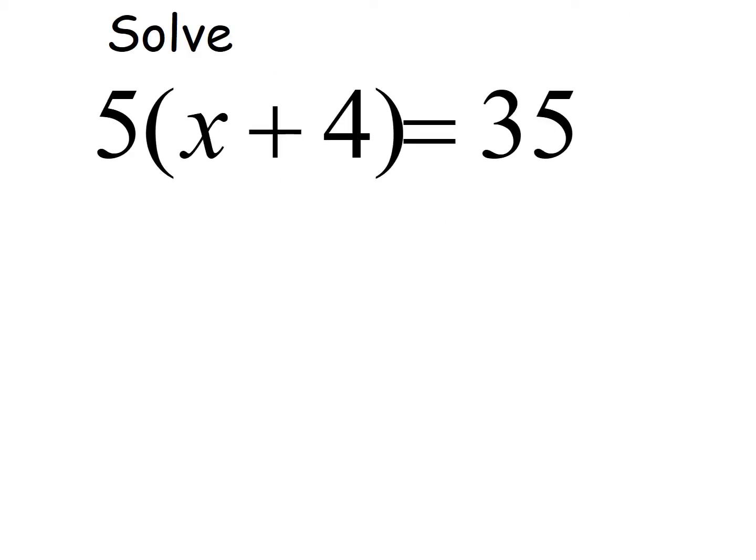We've been forming and solving equations, but now we'll do those with brackets. So here's a question: 5 bracket x plus 4 equals 35. The first thing we need to do is expand the bracket. Remember how to expand the bracket?